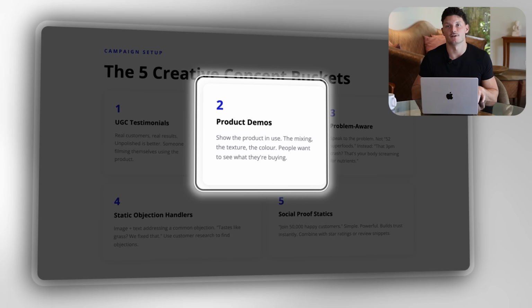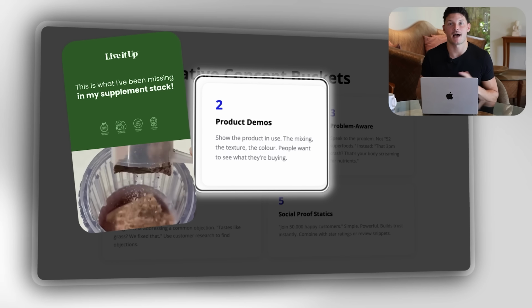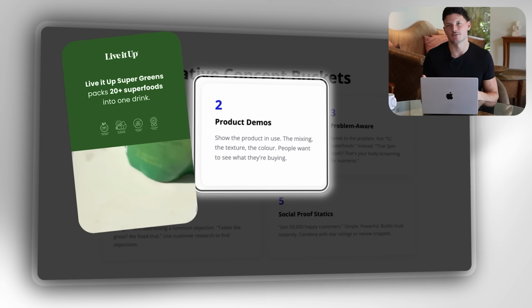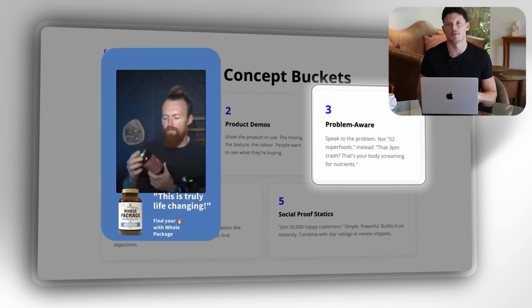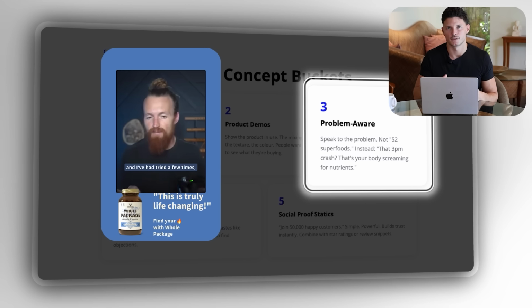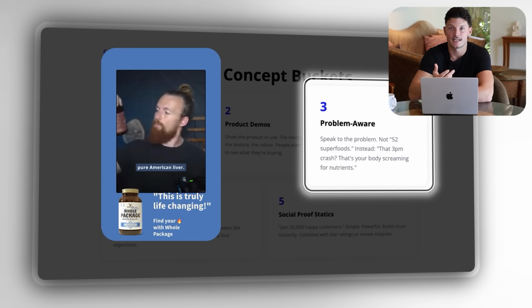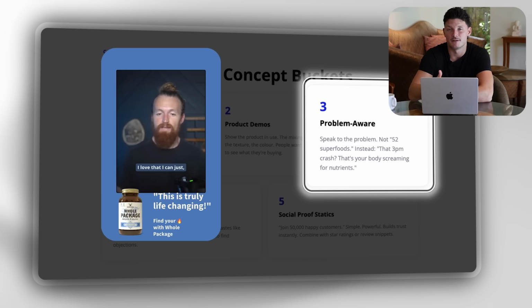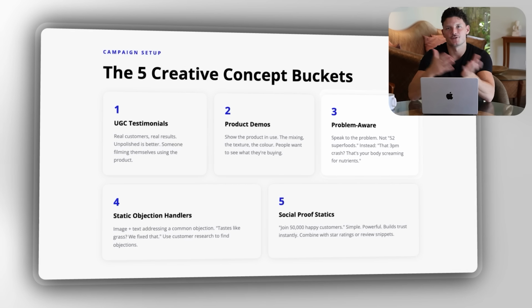So number 2 is product demos, showing the product in use. So the packaging, the mixture, the texture, the colors, people want to see what they're buying. So number 3 is problem-aware content. So this is a big one people miss. As mentioned before, you want to talk around the problems that show up in the person's life. So this is not our greens has 52 superfoods in it. It's that 3 p.m. crash where you can barely keep your eyes open? Yeah, that's not normal. That's your body screaming for nutrients. So you want to meet them where they're at. You want to speak to the pain and problems they're facing before introducing the solution.